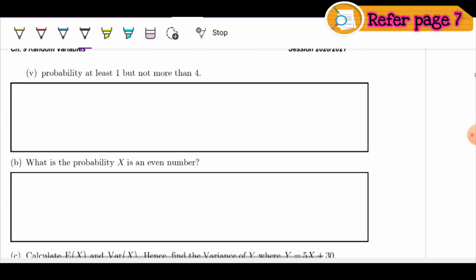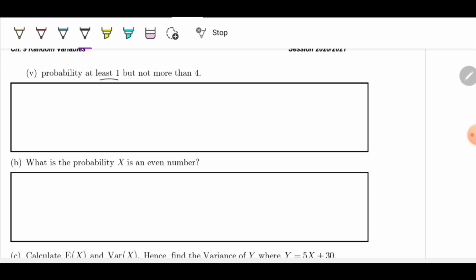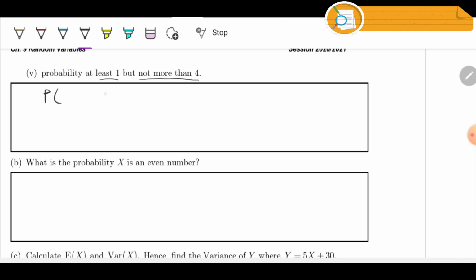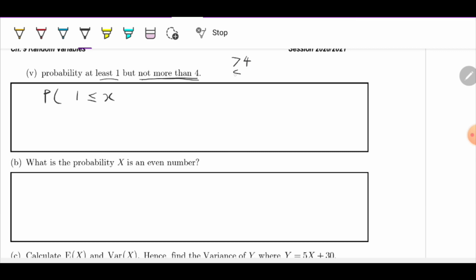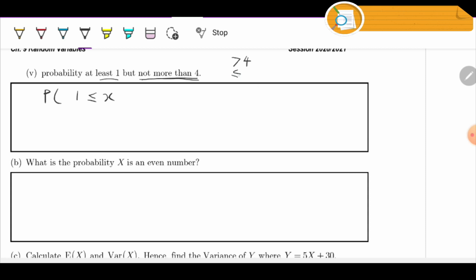Okay, number 5. Find the probability at least 1 but not more than 4. So the symbol is x at least 1, which means it must be greater than or equal to 1, but not more than 4. More than 4, the symbol is greater than 4, but not more than 4, the symbol is reversed and includes 4.